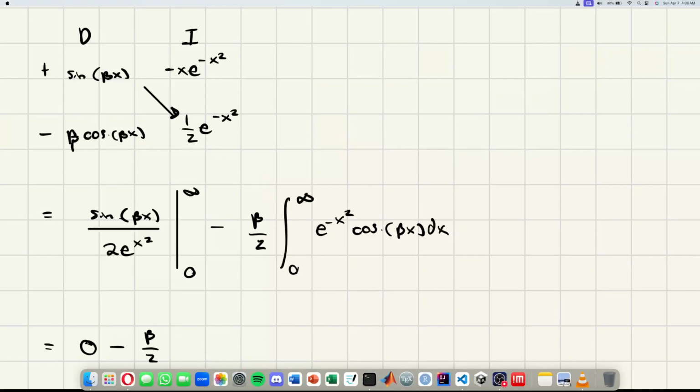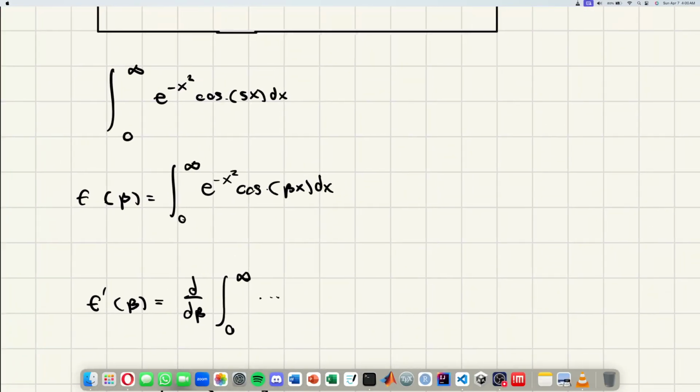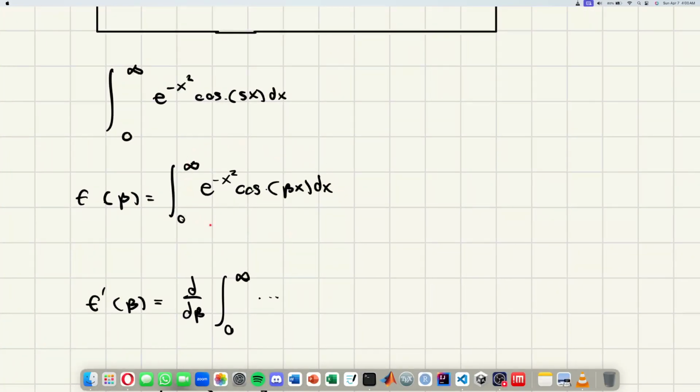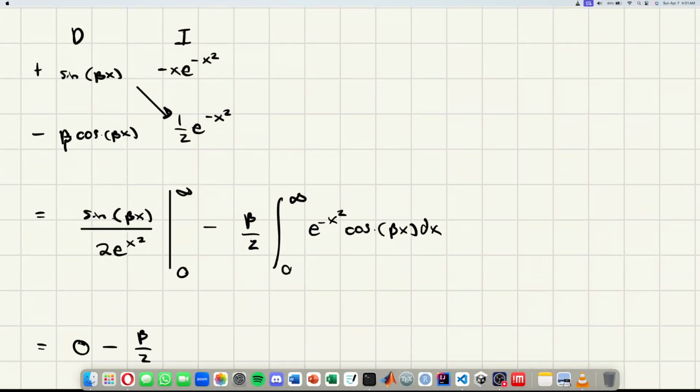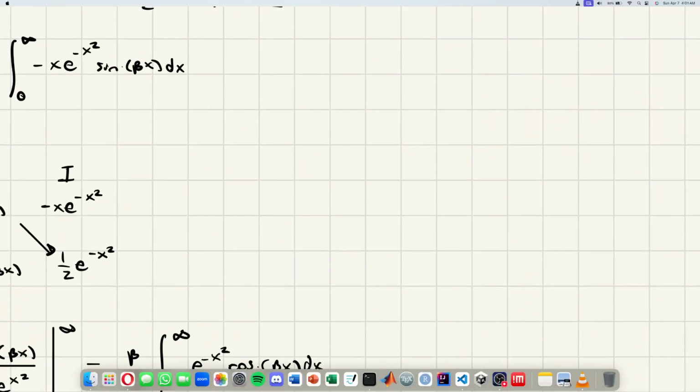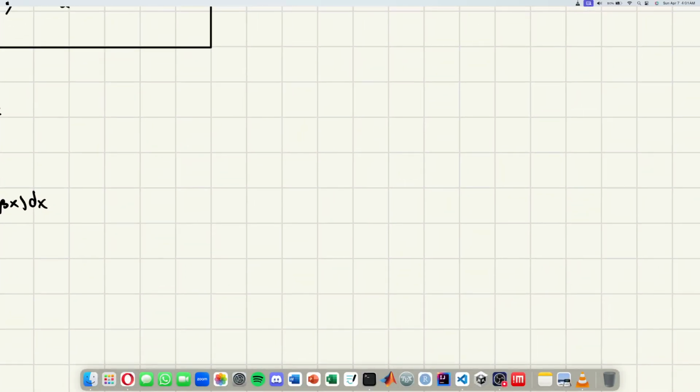But if you couldn't tell, this expression here is just our function f of beta that we defined earlier as the integral of e to the minus x squared cosine of beta x. So I'm just going to replace this full integral with f of beta because they're equivalent. So now we have still that we're solving for f prime of beta. So we have that f prime of beta is equal to 0, which just goes away, and then we have minus beta over 2 f of beta.